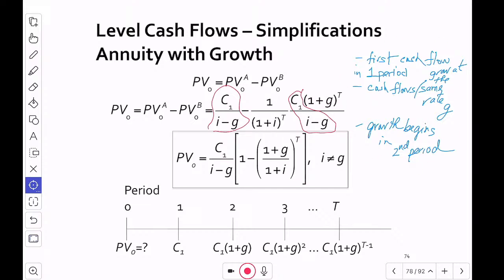And the last condition is that I cannot equal G. So why can I not equal G? Right, Felix and Misael. It's that we would be dividing by a 0. That makes no sense. And notice also, what would this become? What would become in this bracket? What would we have if I was equal to G?